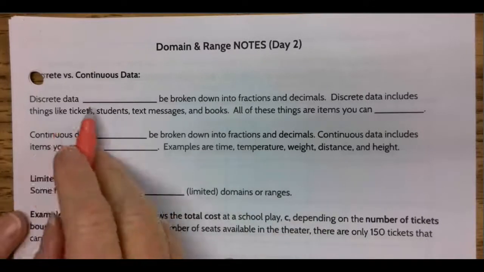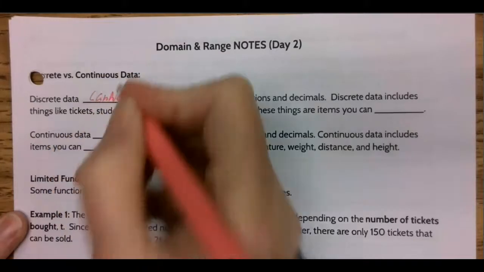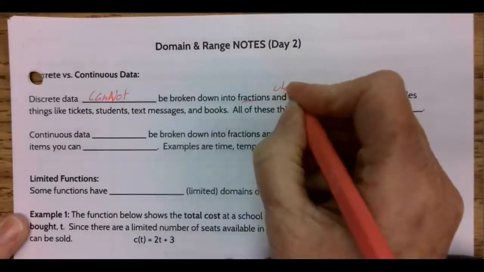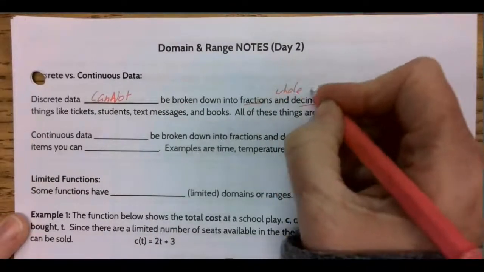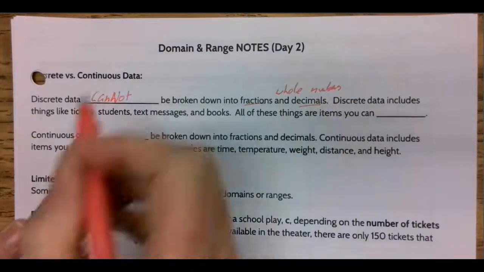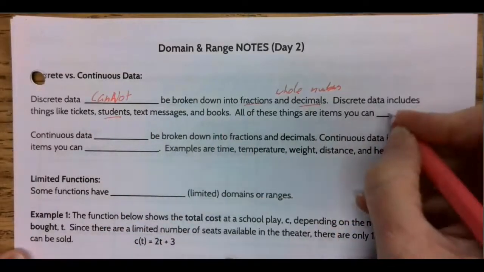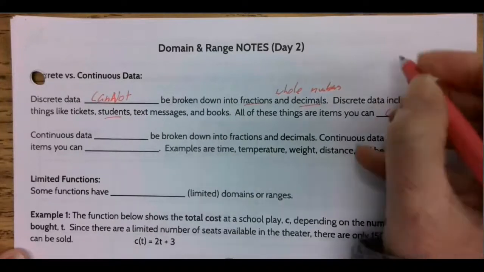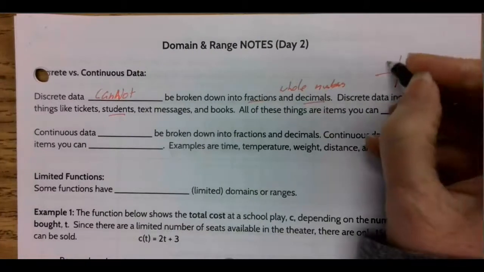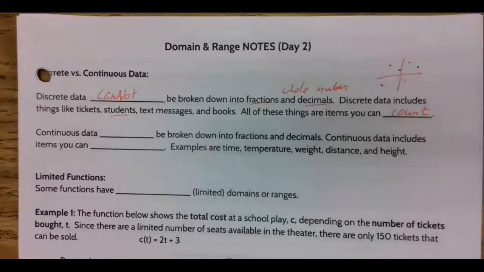So, discrete data cannot be broken down into fractions and decimals. Okay, whole numbers is what we're looking at when we talk about discrete. Discrete data includes things like tickets, students, people, text messages, books. All these things are items that you can count. And just to give you a quick sketch of what discrete would look like, it would be dots on a graph, okay? These are discrete graphs.